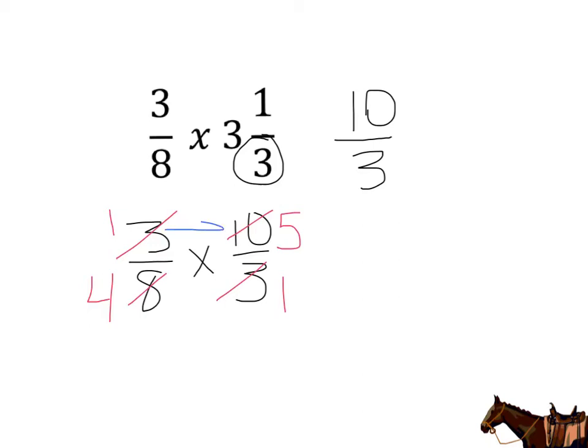Our last step is to multiply across. 1 times 5 is 5. And 4 times 1 is 4. Now, we have the problem done here, and we get 5/4.